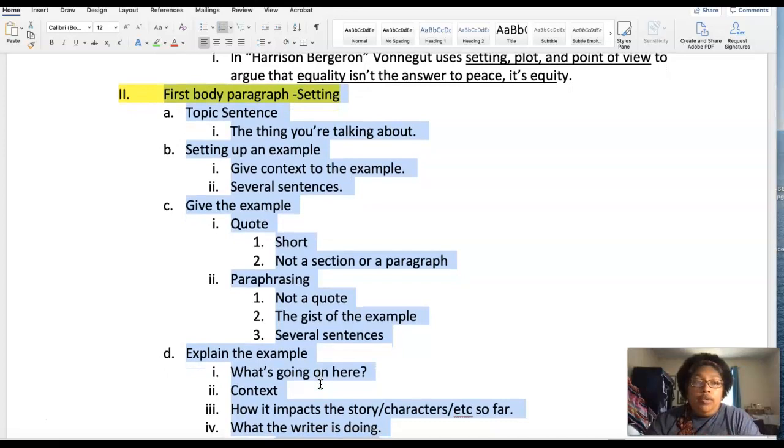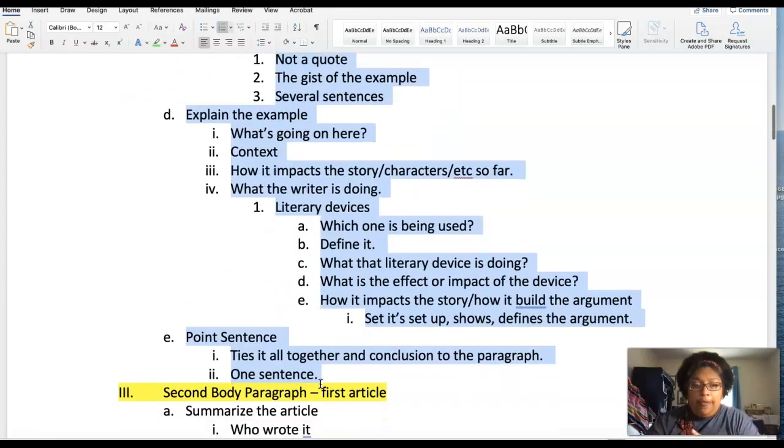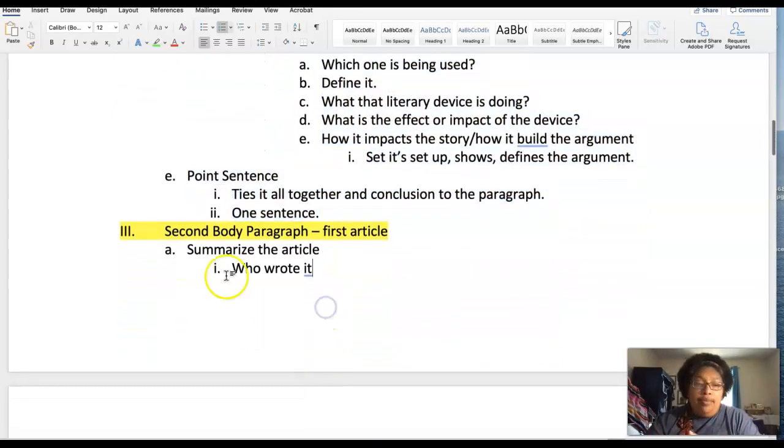So your first body paragraph is going to be that essay structure. It's going to be a pretty hefty paragraph. It's not going to be a short paragraph at all. Then here comes your second body paragraph, and this is where you will talk about that first article that you found.